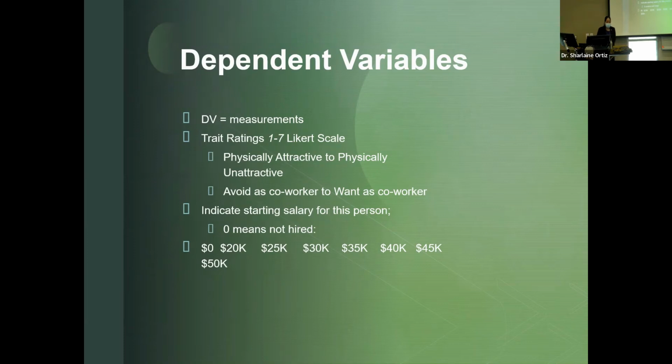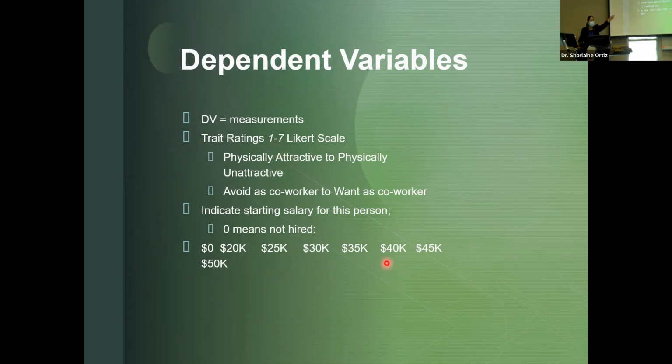So in regards to the Likert scale, we will rate the individual as a 1 for physically attractiveness to being unattractive. Notice that another characteristic of this trait rating is that the persons had to list and take into account whenever the trait rating is considered, whether or not they would avoid that person as a coworker or that they would want that person as a coworker based on their physical attractiveness.